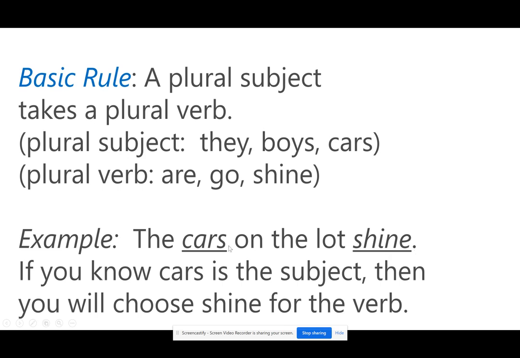So do you see the pattern here that if our subject has an S, if it's plural, then our verb is not going to have an S. But if our subject is singular and does not have the S, then our verb is going to have the S.